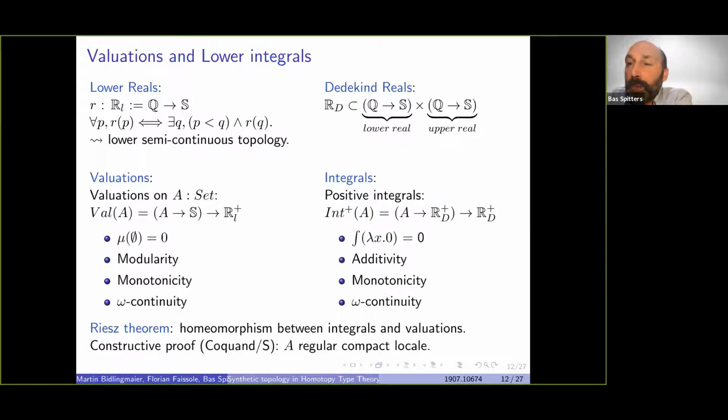What is important, because we're in a topos and we're not in the topos of classical sets, is that we need a constructive proof. This is something we've done with Thierry Coquand already a long time ago. And this can be done when A is a compact regular locale. So we need some conditions on A, and that's also important in topology, that we need A to be, say, compact Hausdorff. So a compact regular locale is the localic variant of a compact Hausdorff space.